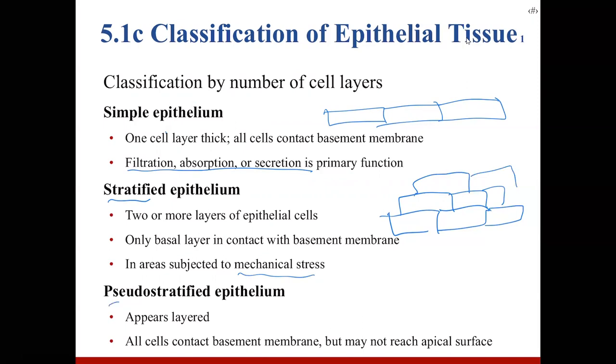Now, pseudostratified is not quite layered. If you look at it like this, here's the basement membrane, here's the apical surface, the top. Not everything touches the top. It kind of goes like this. So not everything goes all the way to the top.